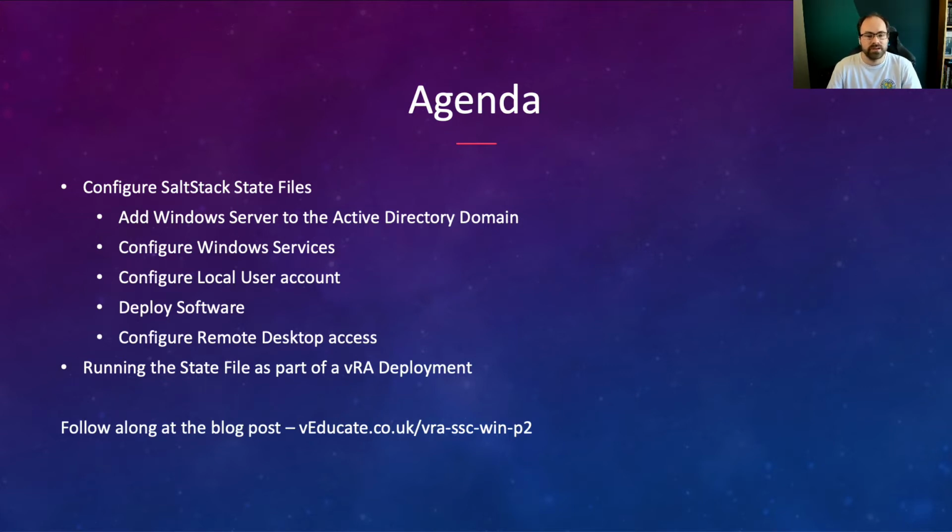Obviously, the obvious one, deploying software, configuring things like remote desktop access, and then we're going to look at how we roll that up so that we can run all of these state configurations as part of our Windows deployment, and we're going to then add that into vRealize Automation and deploy that.